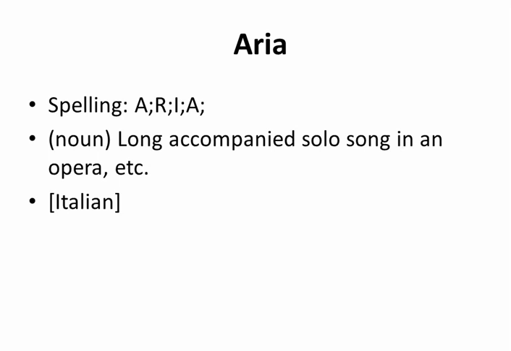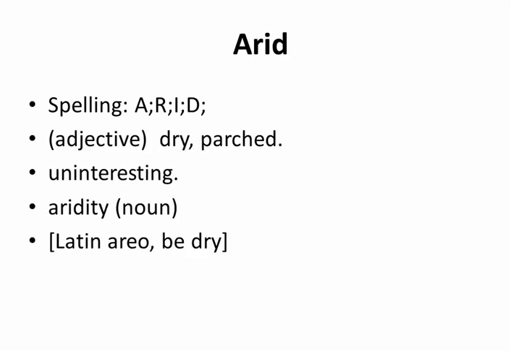Aria. Spelling, A, R, I, A. Noun, long accompanied solo song in an opera, etc. Italian. Arid. Spelling, A, R, I, D. Adjective, dry, parched. Uninteresting. Aridity, noun. Latin arere, be dry.